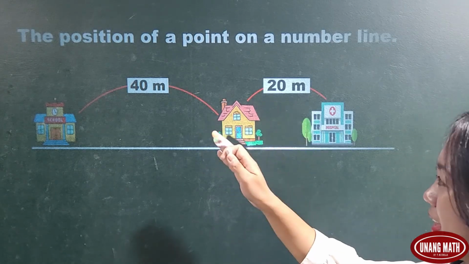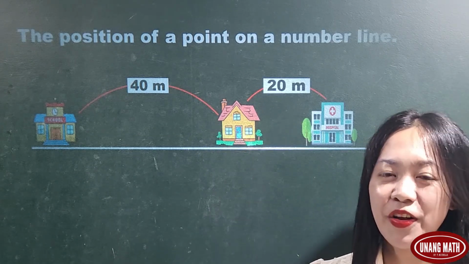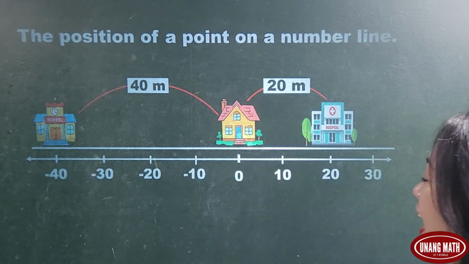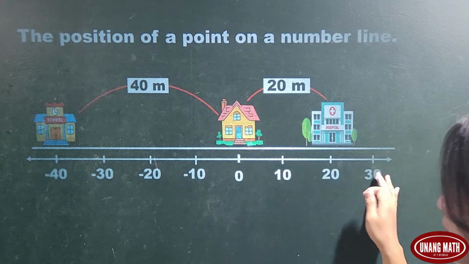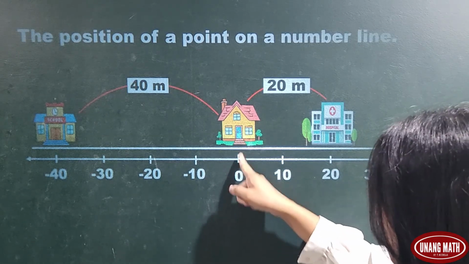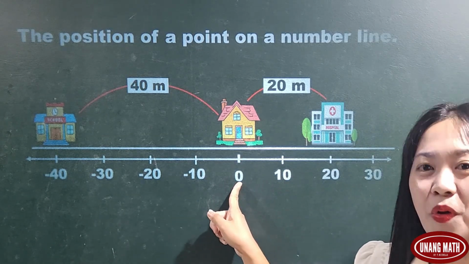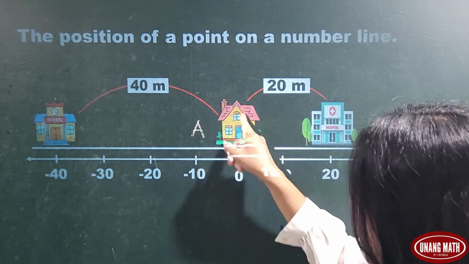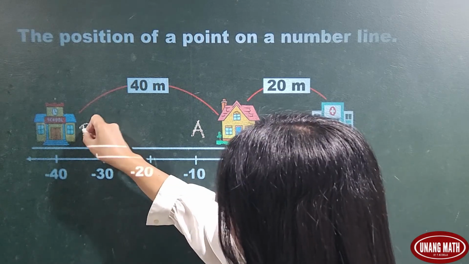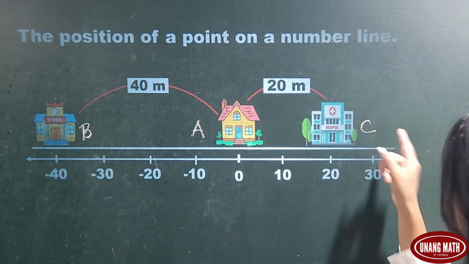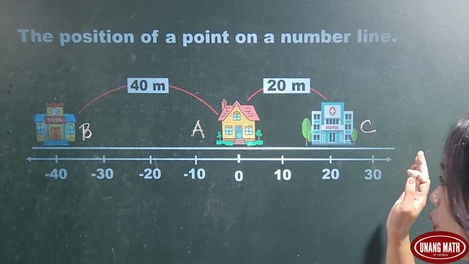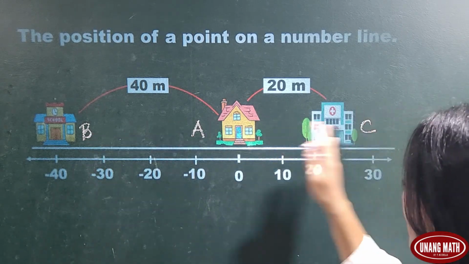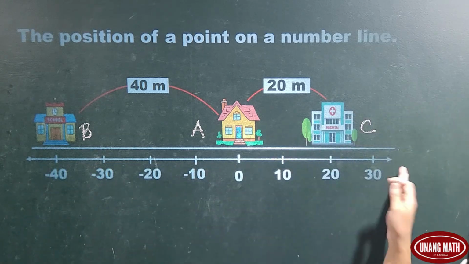To make these distances more clear or specific, we will draw a number line. Okay, so this is now our number line. 0 is our origin. Let's say home is point A, school is point B, and hospital is point C. So what is the position of these points on a number line?